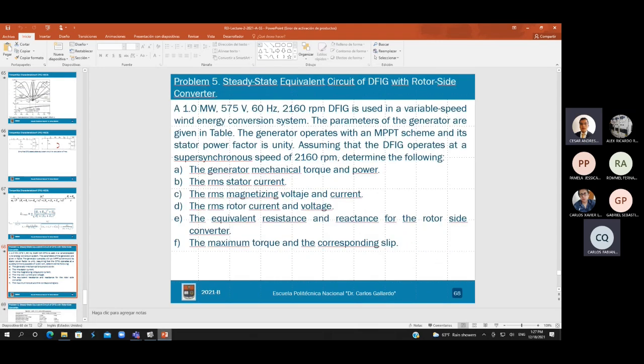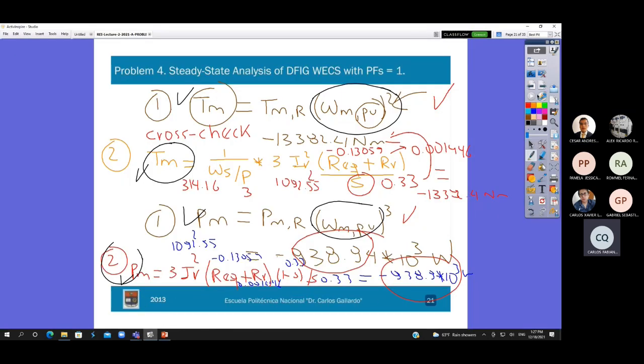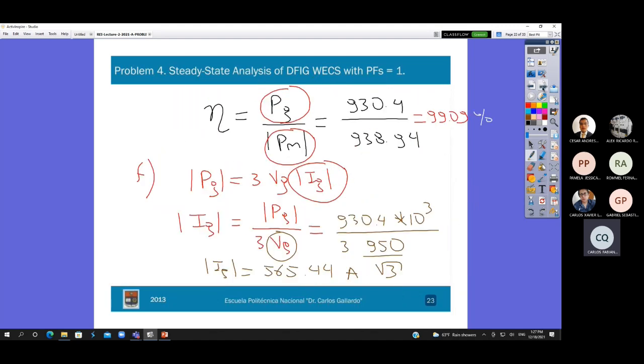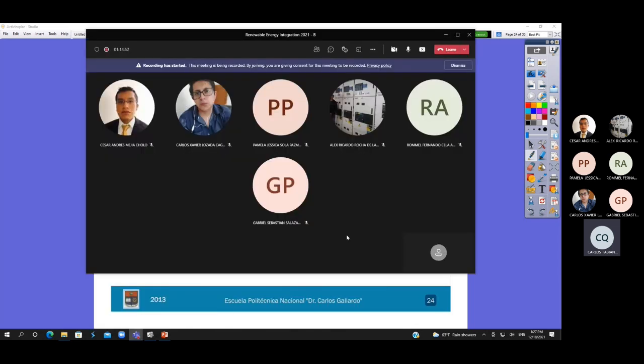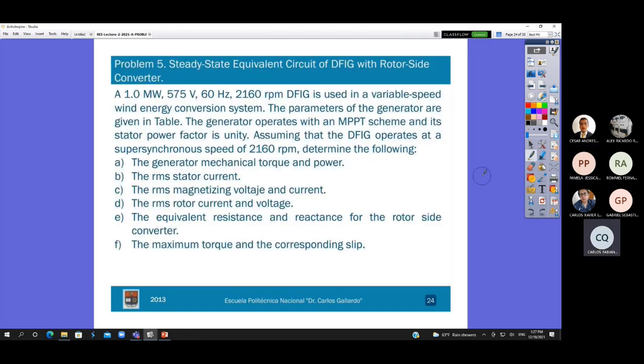So we will continue. In order to make clear these formulas, we will continue with the next problem. And the next problem is problem 5. Okay, so Mrs. Sola, are you there? Yes, doctor. Could you please read over the problem 5?